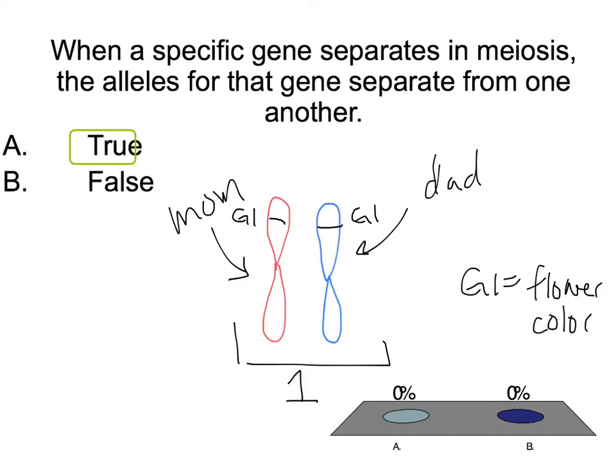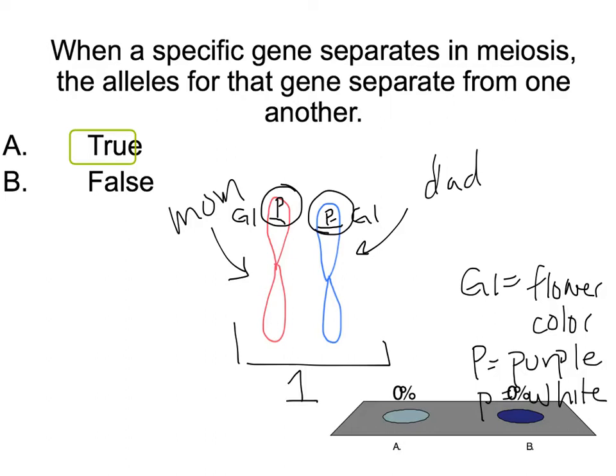And remember that on this homolog from our mom, we could have a big P, meaning the allele is purple flower color, or we could have the little p, which is white flower color. So this particular pea plant cannot give both of these alleles to its offspring, and that is the law of segregation. So it is going to either give this allele or it's going to give this allele to its offspring through the process of meiosis, which is making of an egg or a sperm cell.